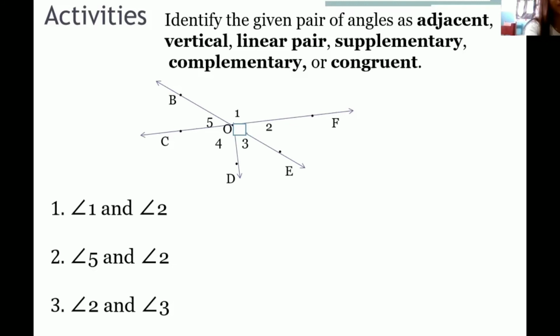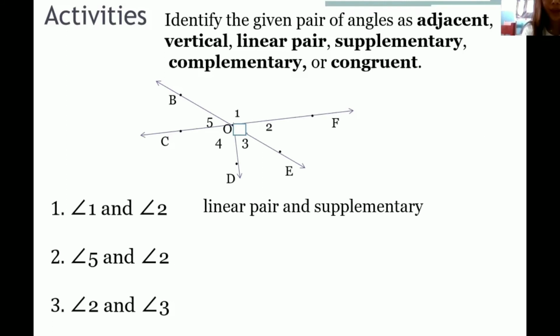Okay, so let us answer number 1. We have angle 1 and angle 2. This is angle 1 and angle 2. So they have a common side, right? This is angle 1 and angle 2. Their common side is OF, or ray OF. So what do you think this angles is?